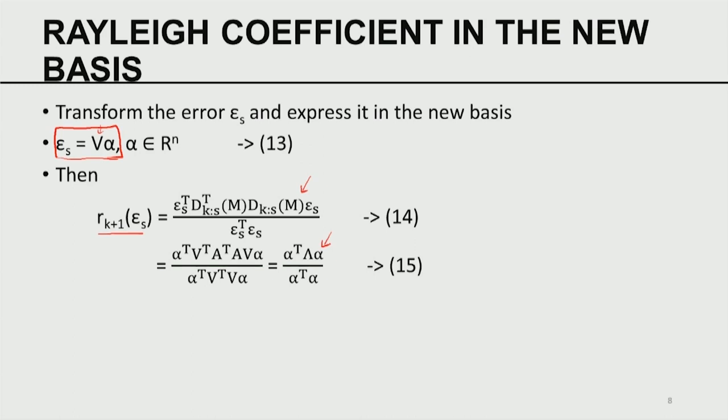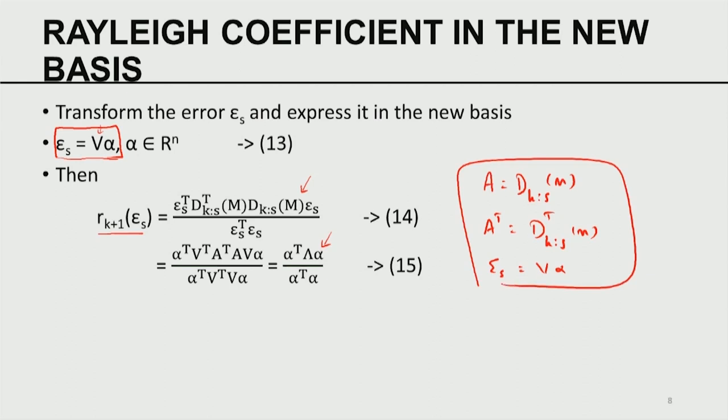So, what is it that I am going to do? Please remember my A is equal to D colon S of M. So, A transpose is equal to D KS S transpose of M. Also remember my epsilon S is equal to V transpose alpha. So, if you substitute all this, 14 becomes 15. What is the real kicker here?